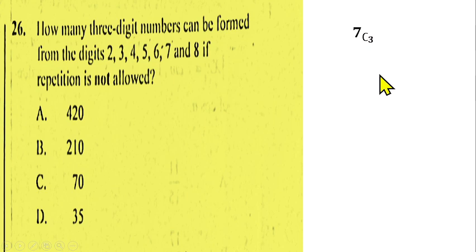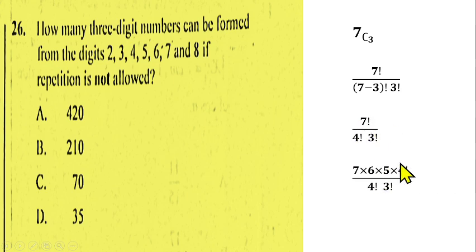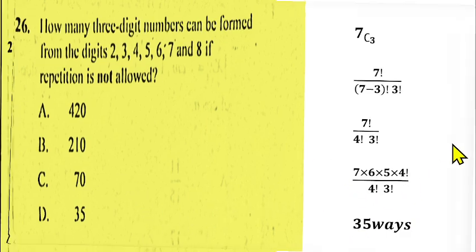7 combination 3 will give us 7 factorial over (7 minus 3) factorial times 3 factorial. So that should give us 7 factorial over 4 factorial times 3 factorial. Expand this 7 factorial, you have 7 times 6 times 5 times 4 factorial. 4 factorial can go into 4 factorial. 3 factorial means 6. 6 can go into 6. 7 times 5 gives us 35. So that gives us 35 ways, which is option D for question number 26.